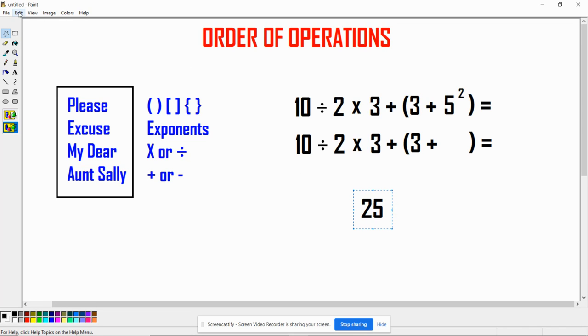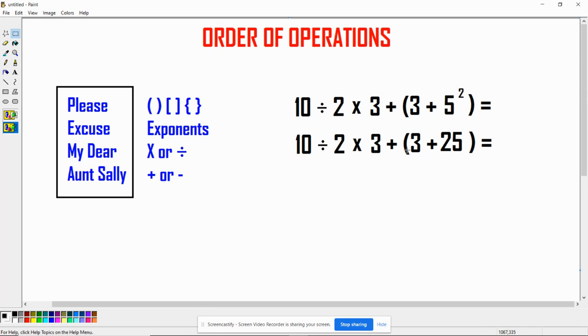So let's put our 25 in there. You notice how I brought everything down. I didn't do multiple steps. I do one step at a time and bring everything else down. If you do that, you're more than likely to get the right answer. When you start combining steps, you get mixed up.